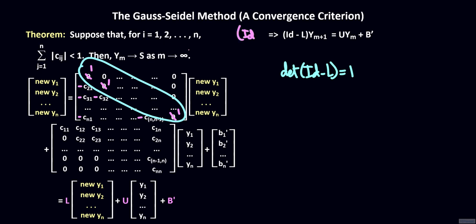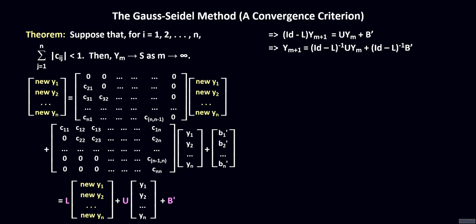We multiply the inverse of the identity matrix minus L to everything in this equation. And so y sub m plus 1 equals the product of the inverse of the identity matrix minus L, U, and y sub m, plus the inverse of the identity matrix minus L times b prime. We call this matrix product the matrix D. We call this matrix product the n-dimensional vector b double prime. Therefore, the Gauss Seidel recursion can be written as an affine transformation.